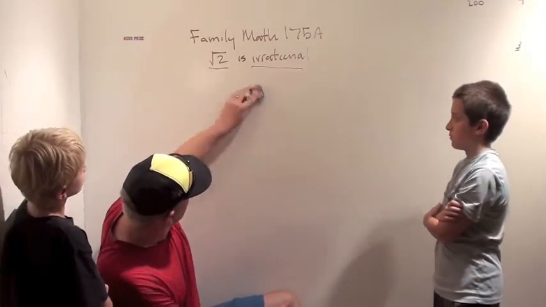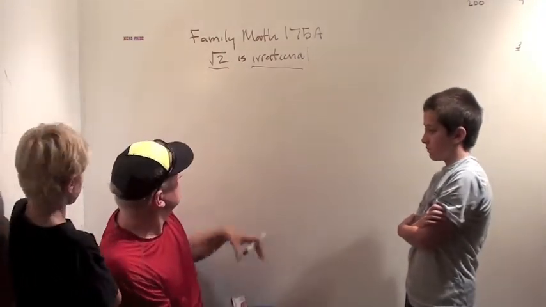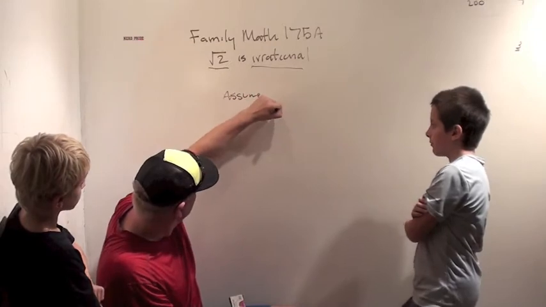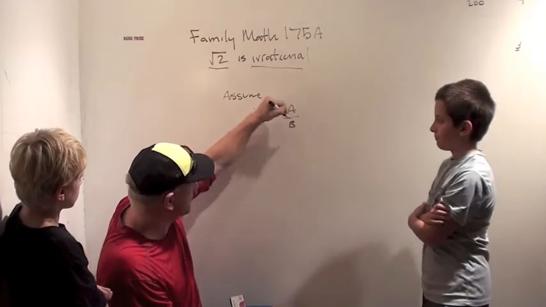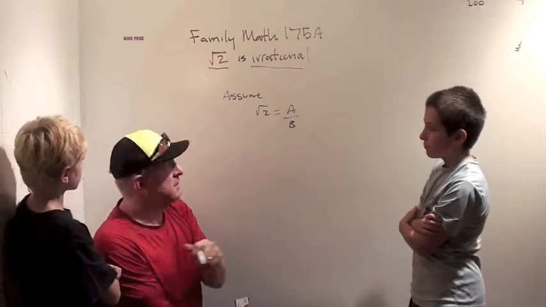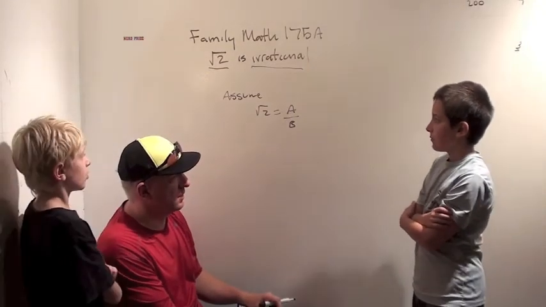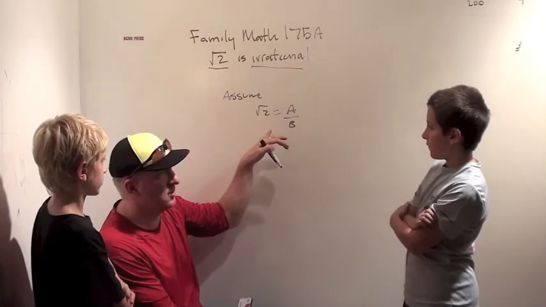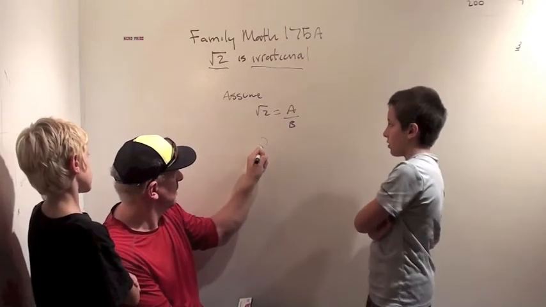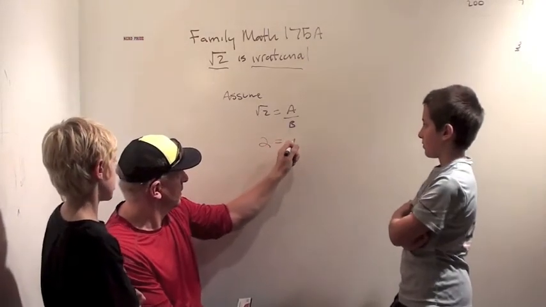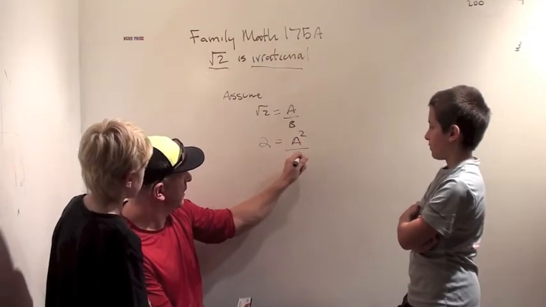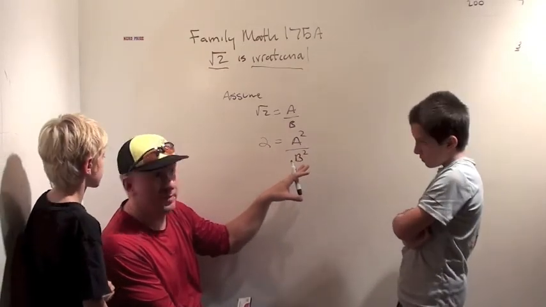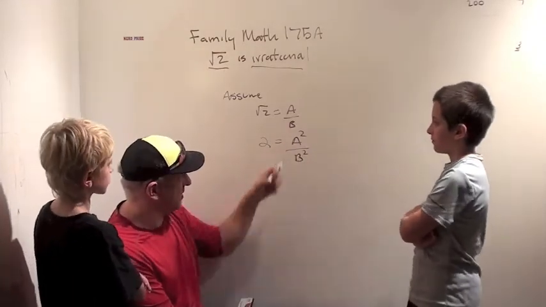Okay, so first, this is what I'll call the standard proof. We assume the square root of 2 equals a over b, a fraction, a ratio of 2 integers, and they are in lowest terms. This would mean the square root of 2 is rational. If that's true, we square everything, and we get 2 equals a squared over b squared, where again, a and b are in lowest terms. They have no common factors. Okay? So what does this tell us?